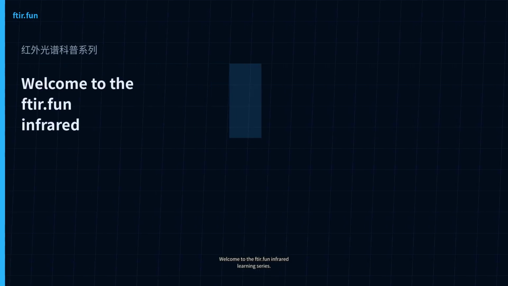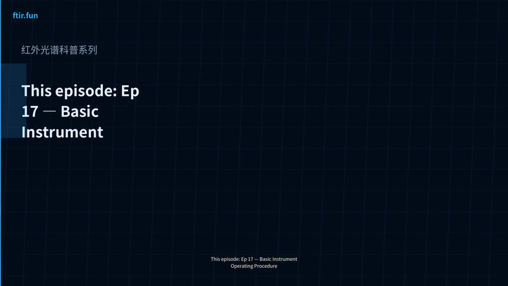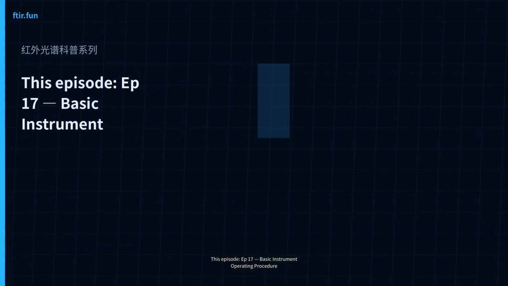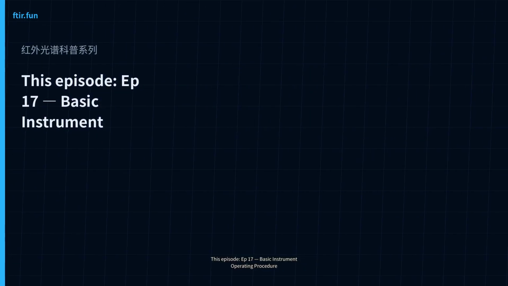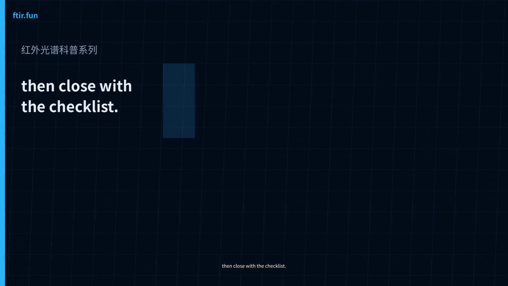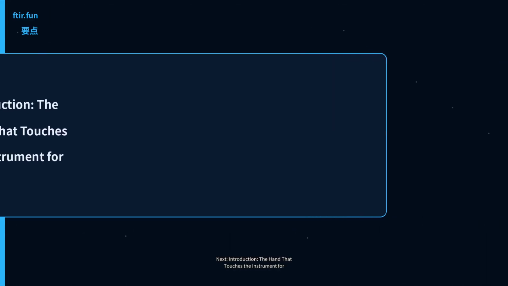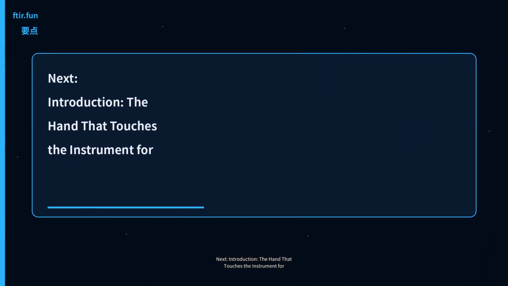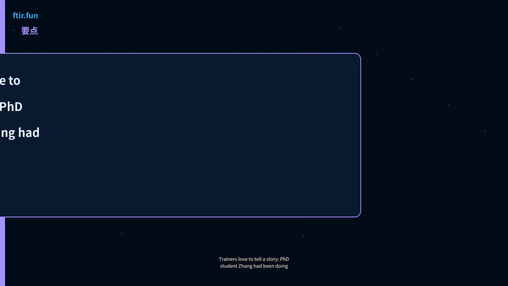Welcome to the Ep17 Infrared Learning Series. This episode, Ep17 Data Fifth Instrument Operating Procedure, General for F, then close with a checklist. Next, IU, a hand that touches the instrument. 4. The first time, trainers love to tell a story.